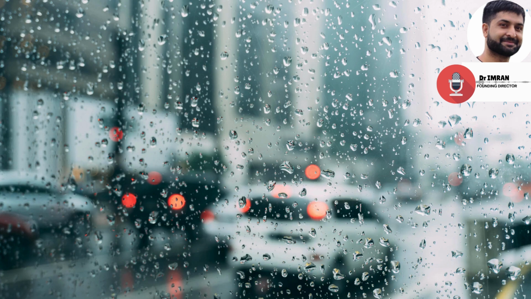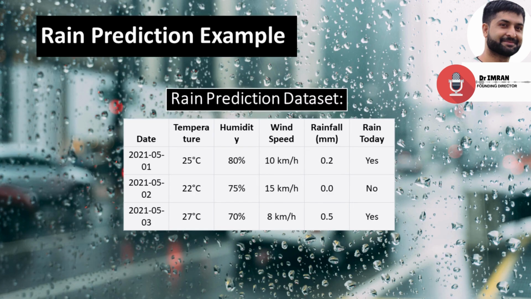In the rain prediction example, historical weather data like temperature, humidity, wind speed, and cloud cover are analyzed by a machine learning model to predict whether it will rain or not. This helps in activities like agriculture and disaster management.